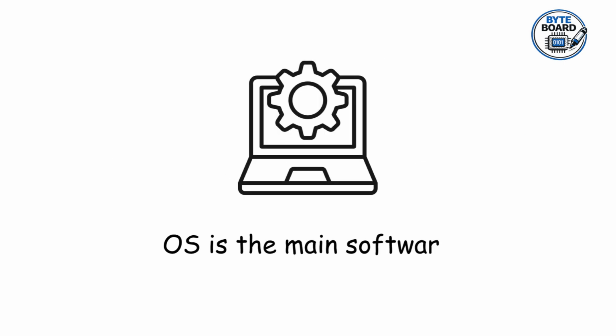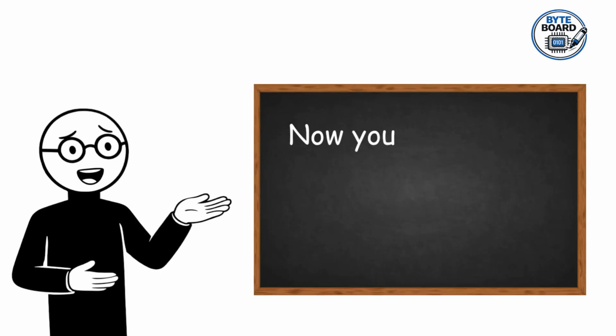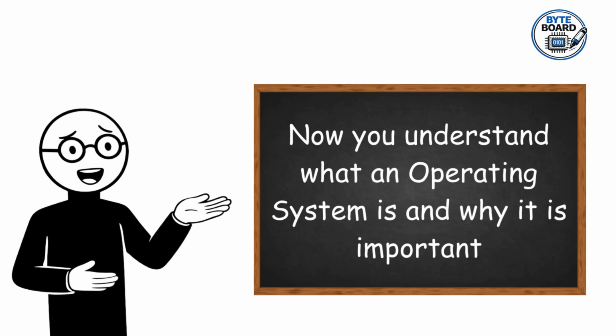Let's quickly recap. The OS is the main software. It connects the user and hardware. It manages apps, memory, and files. Without an OS, a computer cannot work. Now you understand what an operating system is and why it is important.